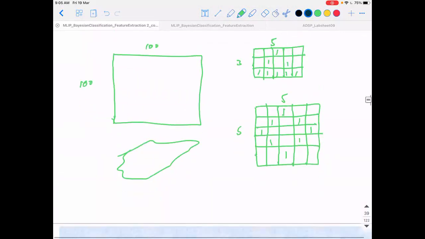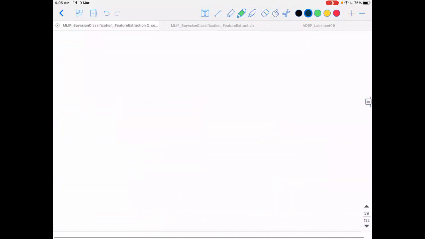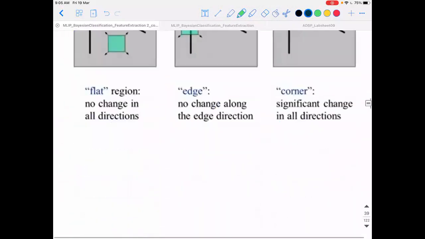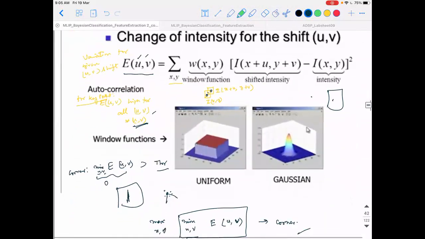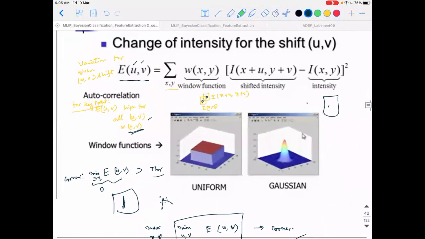So let's move on now to the discussion on finding the key points. As we just discussed, key points are those which have maximum intensity variation in all directions. See here, what does E of U comma V capture? It captures the intensity variation when you shift in any of the directions U and V. U and V are shifts from the center pixel, and if you shift in any direction, the intensity change is captured by E of U comma V.